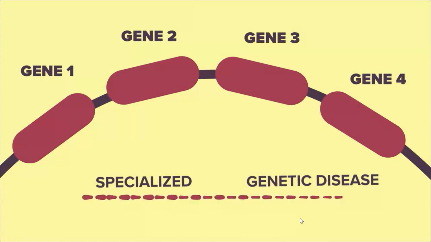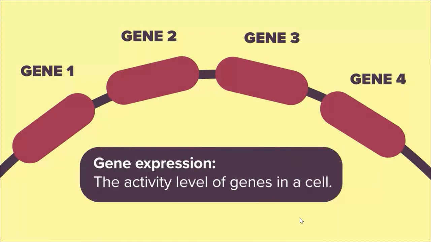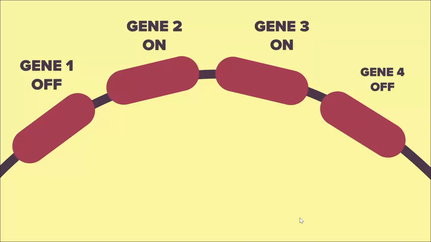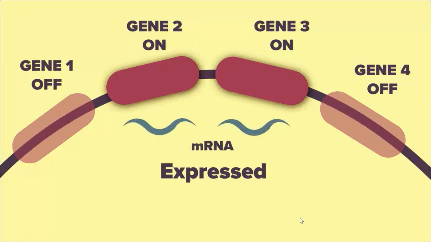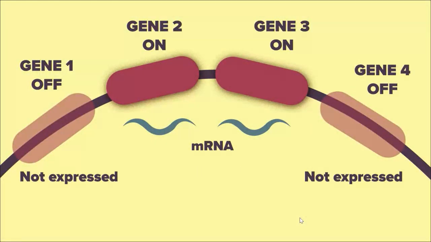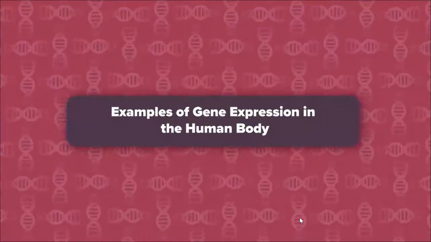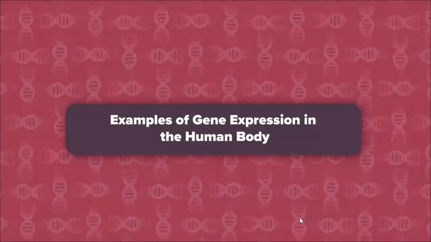Gene activity, also known as gene expression, is when the mRNA that the gene codes for is produced by the cell. When genes are turned on or become active, they are said to be expressed, and the cell produces mRNA from that gene. For genes that are turned off or not expressed, the cell does not produce mRNA from that gene. Why don't we look at a few examples of gene expression in the human body?